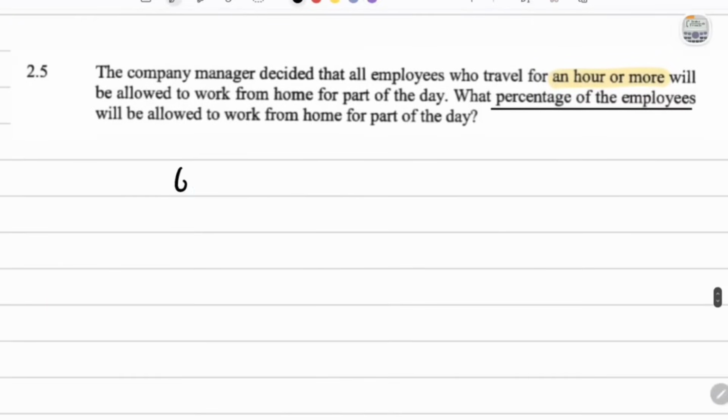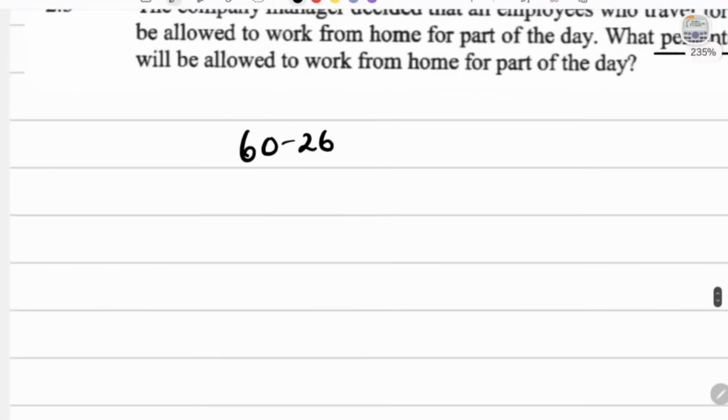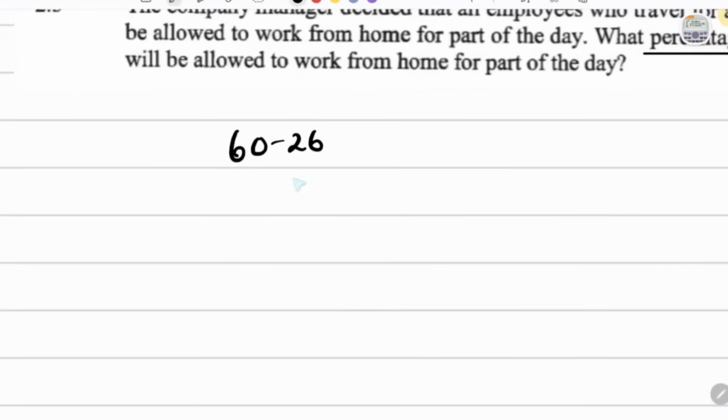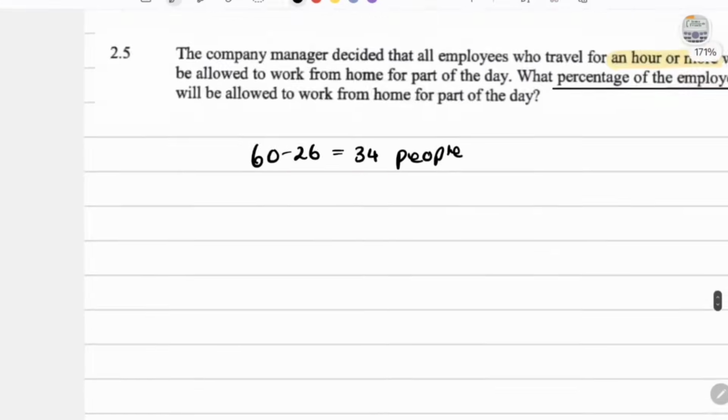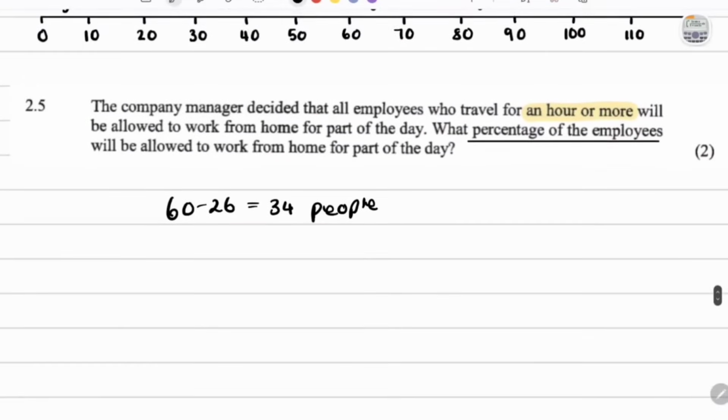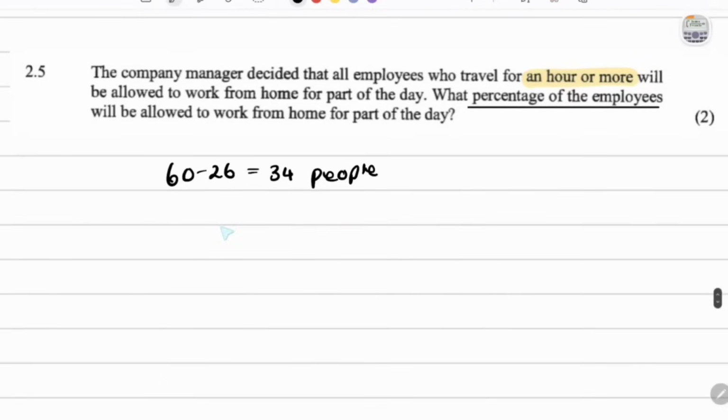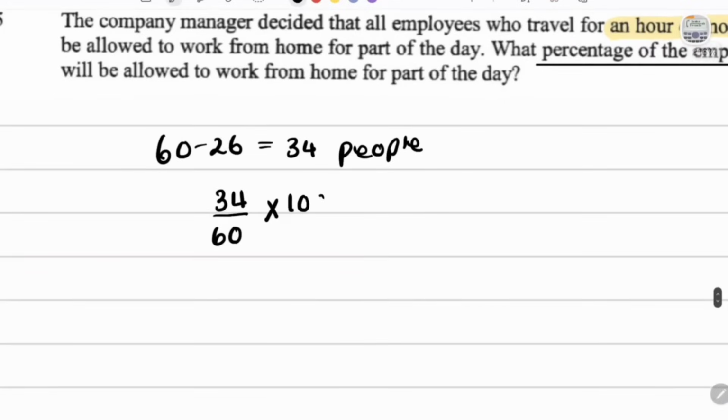And let's see what that gives us. So 60 minus 26. 60 minus 20 is 40. 40 minus 6 is 34. So that's 34 people. Now we know the total number of people who took more than an hour to get to work. But the question specifically asks what percentage of employees will be able to work from home for parts of the day? So we know that it's 34 people, but as a percentage, what would this be? Since it's 34, represent this as a percentage by saying over 60, because it's a total of 60 people, and then multiply by 100. Let's just see what that gives us.